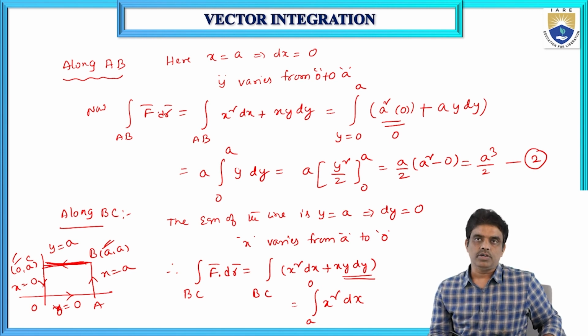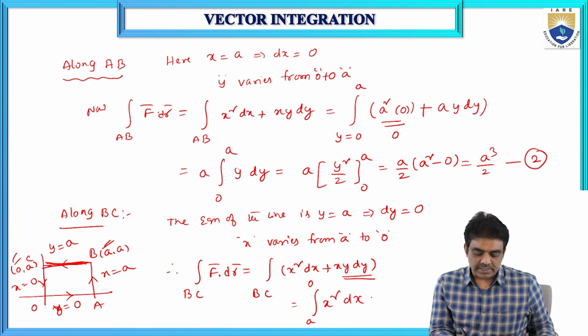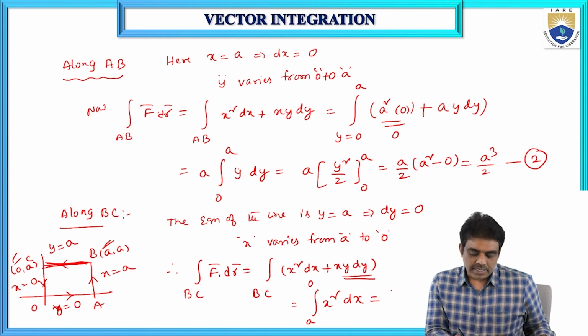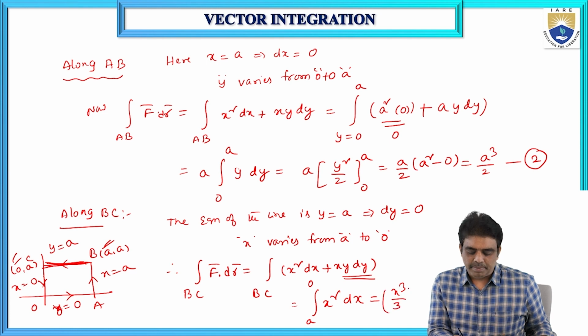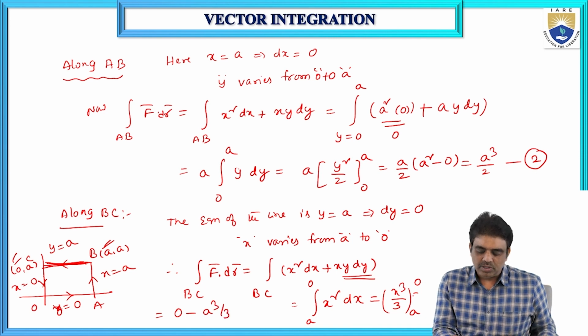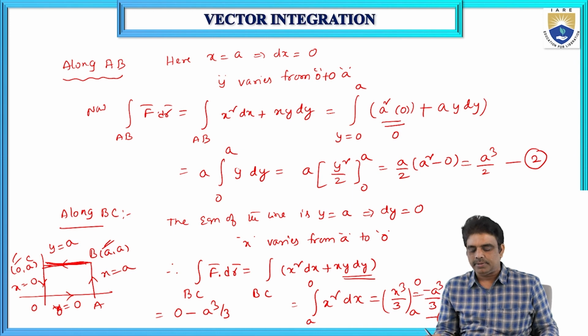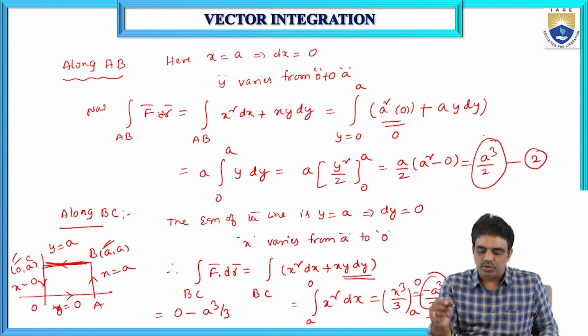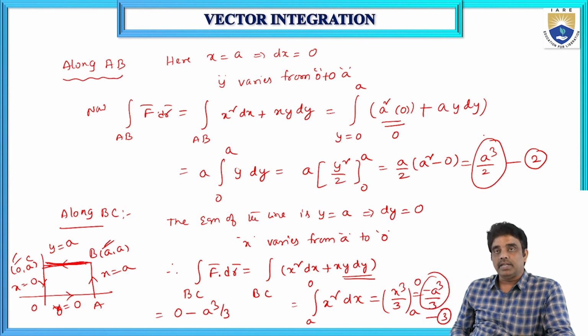Not 0 to a, but a to 0. The negative sign is the difference, so that's why you take it as a to 0. So what is the integration? X cube by 3 between a and 0, or upper limit 0 minus lower limit a cube by 3. So the value is equal to minus a cube by 3. Call it equation number 3. Minus a cube by 3 is one value, a cube by 2 is another value, and the first value is some other value.